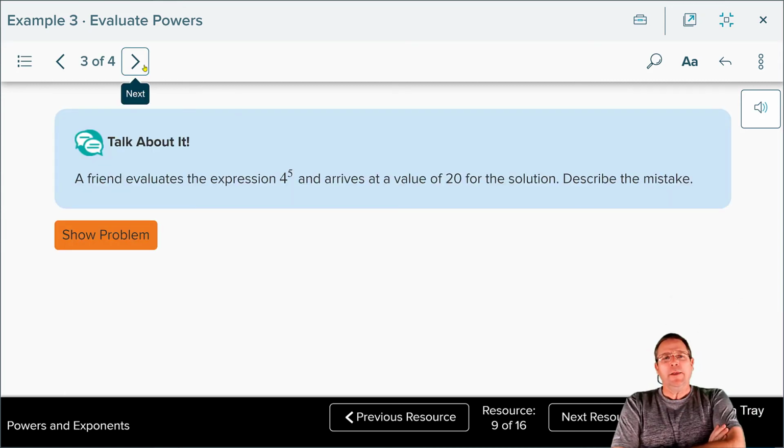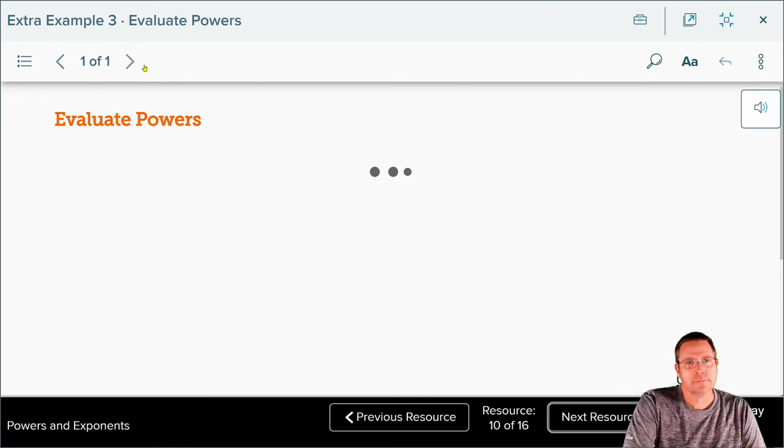Now a friend evaluates the expression 4 to the 5th power and arrives at the value of 20 for the solution. What did they do wrong? Your friend's not very good at math. What your friend did is they did 4 times 5 because 4 times 5 is 20. But 4 to the 5th, as we said, that's 1024.